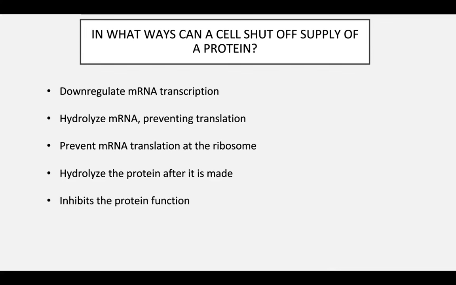So, in terms of what the body prefers to do, the body prefers to block transcription because it's more efficient than transcribing the gene, translating the message, and then inhibiting the protein. So, the body prefers to block transcription in the first place.